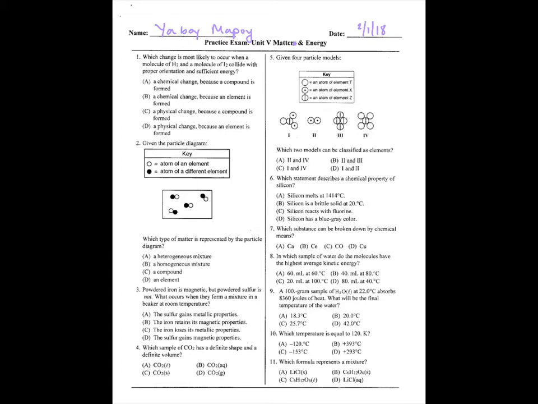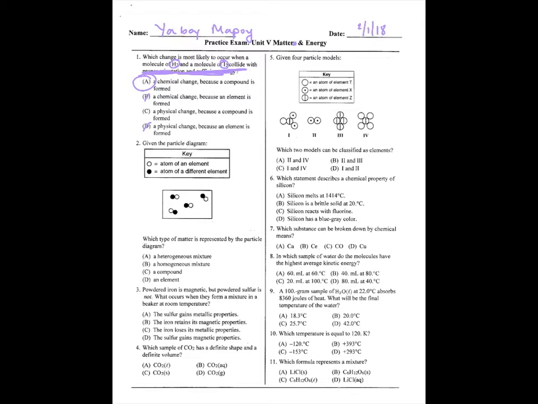Alright, number 1. Which change is most likely to occur when a molecule of H2 and a molecule of I2 collide with proper orientation and sufficient energy? So you don't need to worry about all that. You're just thinking about these two things colliding with each other, so two elements coming together. That's a chemical reaction. So when two elements come together to make a compound, what should we think? Oh, that's a chemical reaction, so that is a chemical change, okay? Because a compound's being formed here.